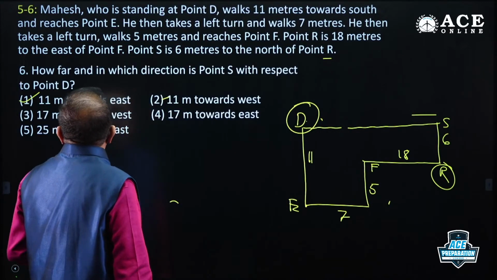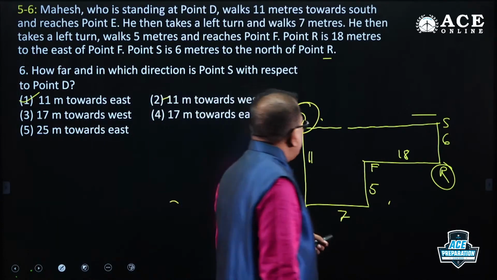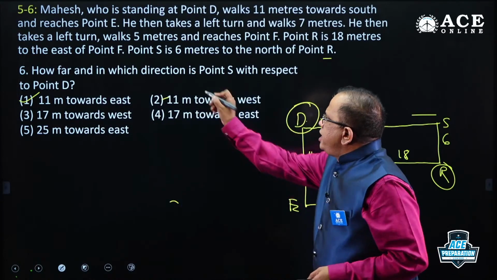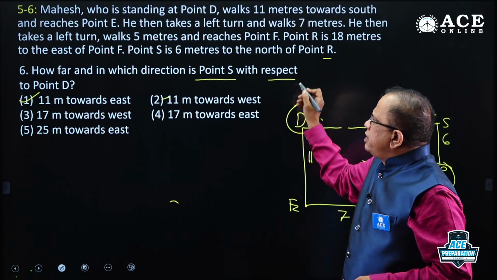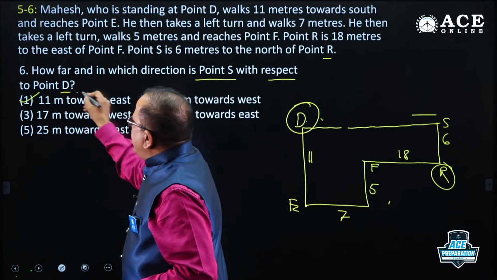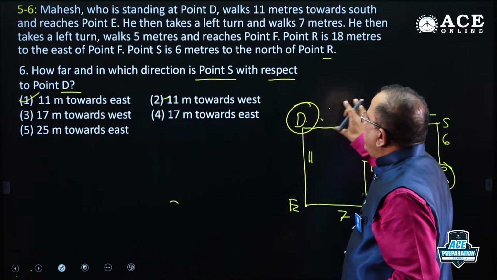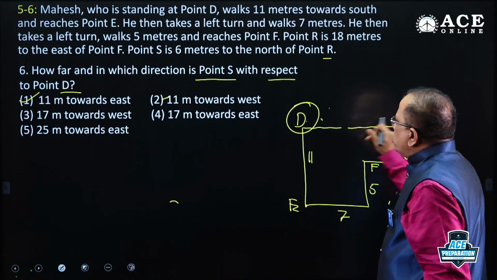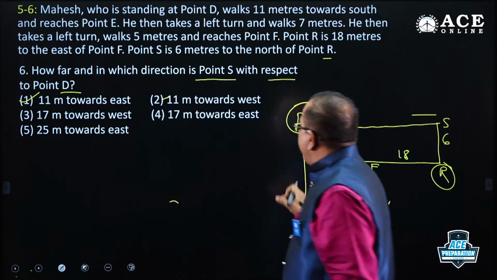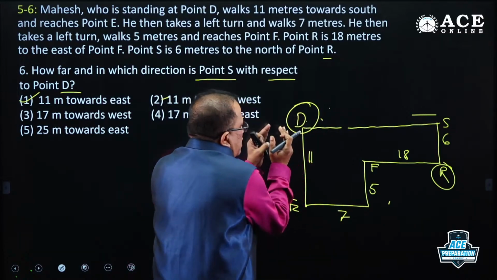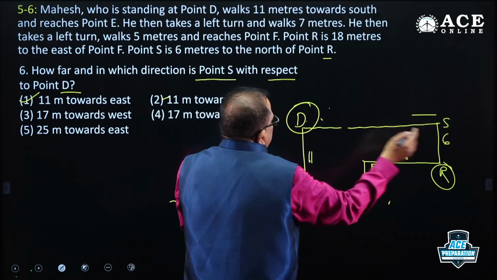So, next one. How far and in which direction is point S with respect to point D? Again, point D is the referral point. With respect to D, S is here. So, S is in which direction with respect to D? D is here. East.